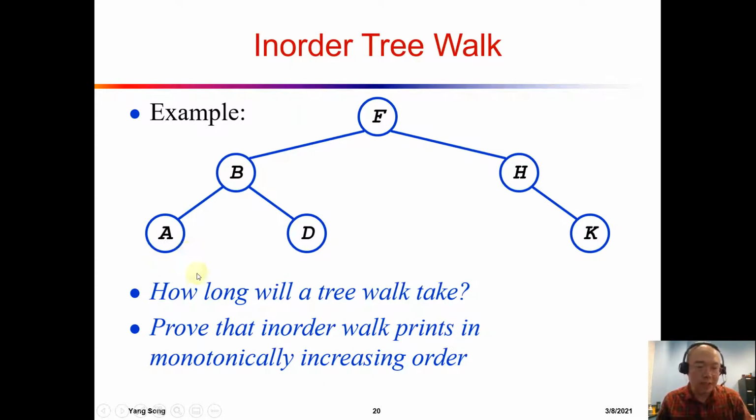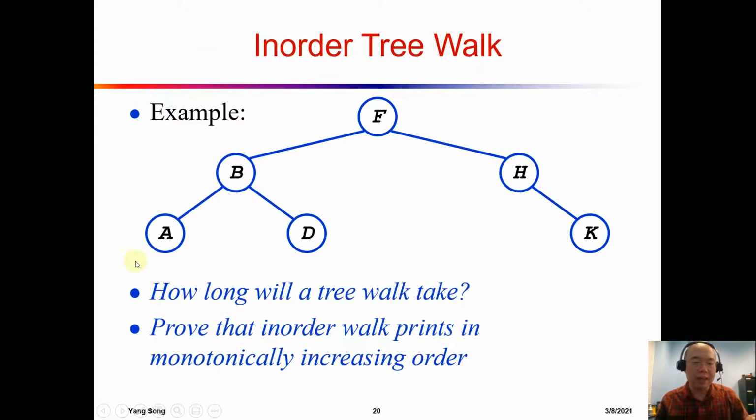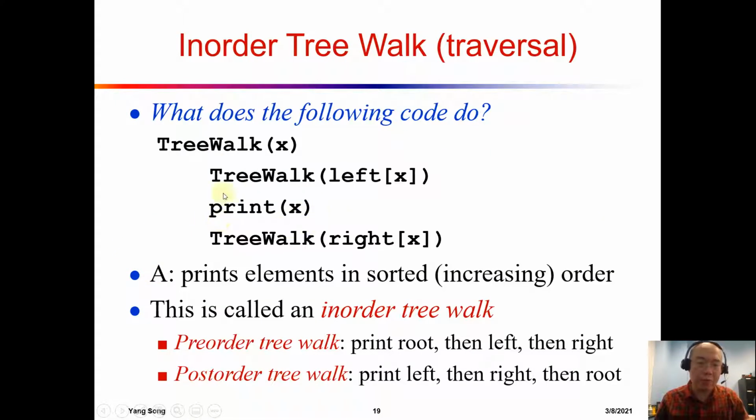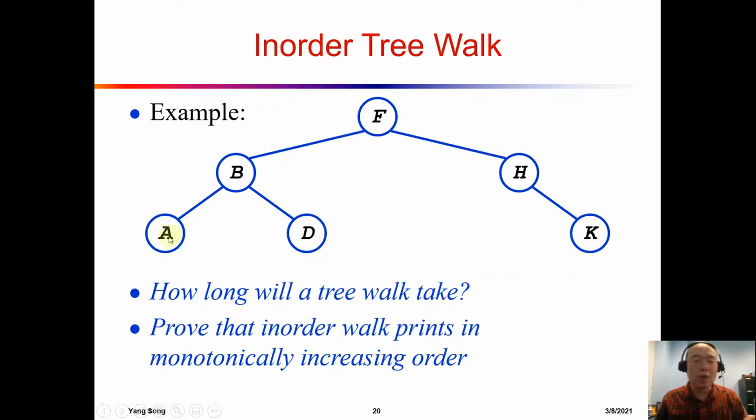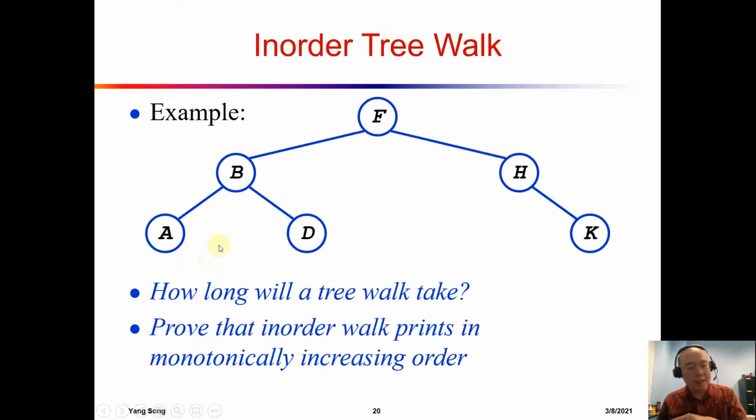And then again, there's no right child. So, oops, sorry. So we will first visit the left side of the A, and then we will say, okay, it is a null. And then we will do a print of the X. So we will print A. And then we will do a tree walk of the right side. So what's on the right side of A?